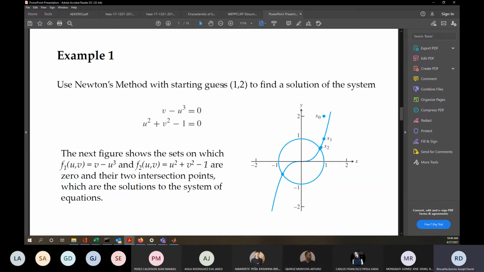It's 2 minus 1, right? It's equal to 1. And then in the other one, it's actually 1 plus 2 squared, which is 4, minus 1. And then we have equal to 0. And then we have that is equal to 1 and 4, right? Correcto, profe. Exactly. So thank you very much.